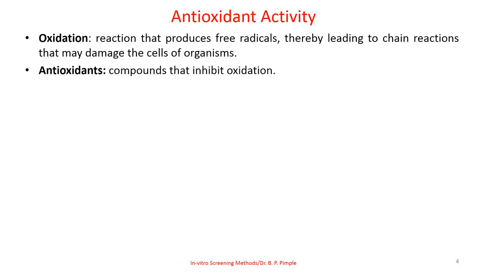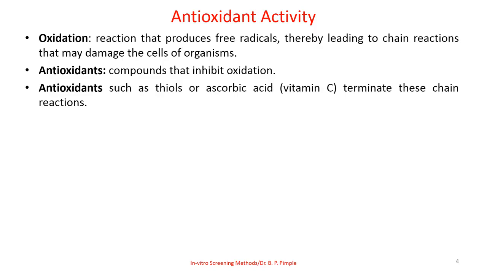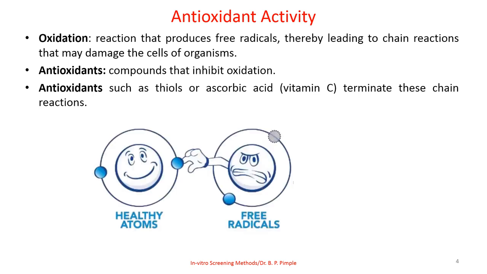Antioxidants are the compounds that inhibit this entire process of oxidation, and they prevent our body from damage caused by the free radicals. Generally, antioxidants used are thiols or ascorbic acid. They are able to terminate the chain reaction of free radicals. In simple terms, suppose this is a free radical which is devoid of an electron. It has a shortage of an electron.